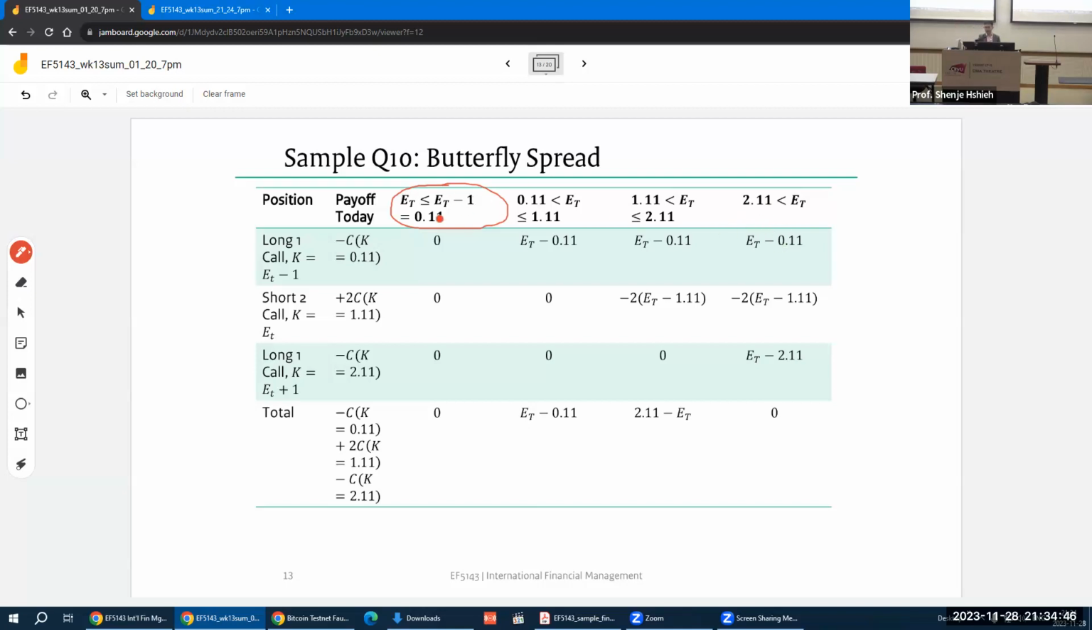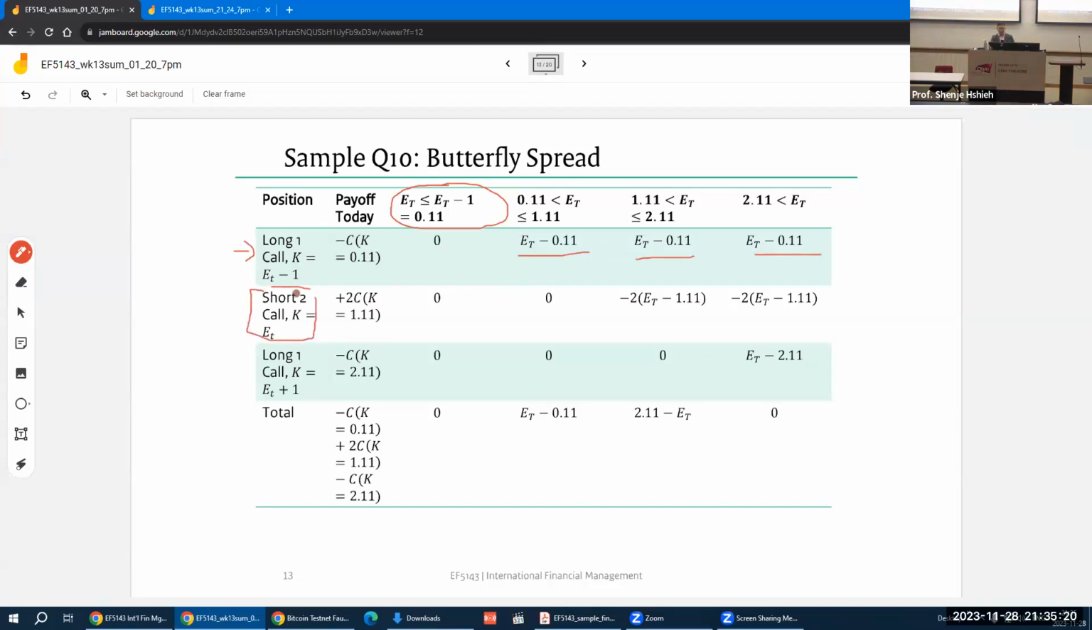So I go through these scenarios, and I write out the payoff for each of these positions. So long one call, that's in the money. In the case in which E_T is lower than E_T minus 1, the payoff is 0, because I wouldn't redeem. Otherwise, I would have a positive payoff in all scenarios, because the underlying asset stayed the same or increased in value.